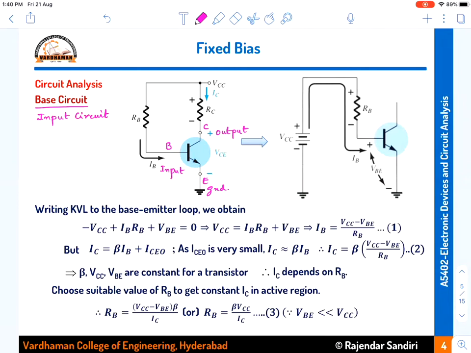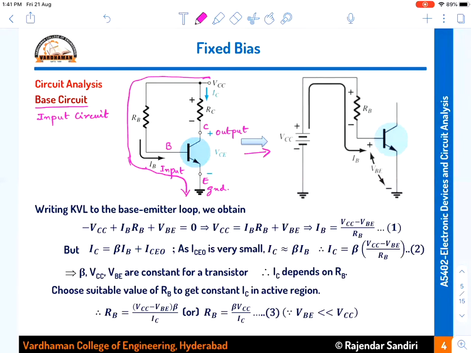Okay, now first we will draw only the input circuit by ignoring the output circuit, and we'll do the analysis only for the input circuit. So if you draw the input circuit, it will become this circuit. The input circuit consists of a battery VCC, then a resistor RB, then the transistor with the base emitter junction, connected to the ground.